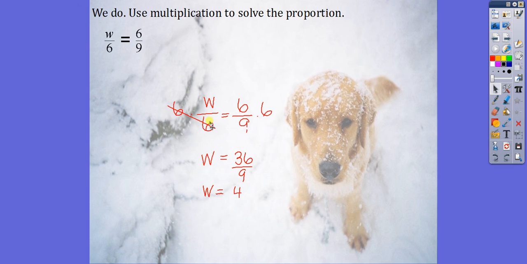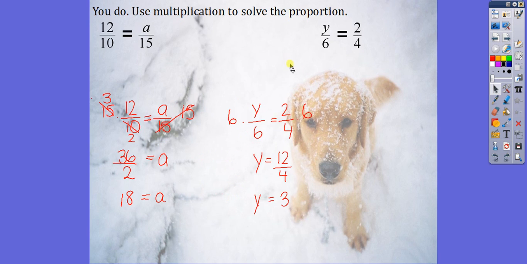w over 6 equals 6 over 9. It says use multiplication, so I multiply each side by the number under the variable, 6. This time I just did the multiplying instead of simplifying first, which I could have done as well with 6 and 9. They share a factor of 3. But 6 times 6 is 36, 9 times 1 is 9, and then 36 divided by 9 is 4.